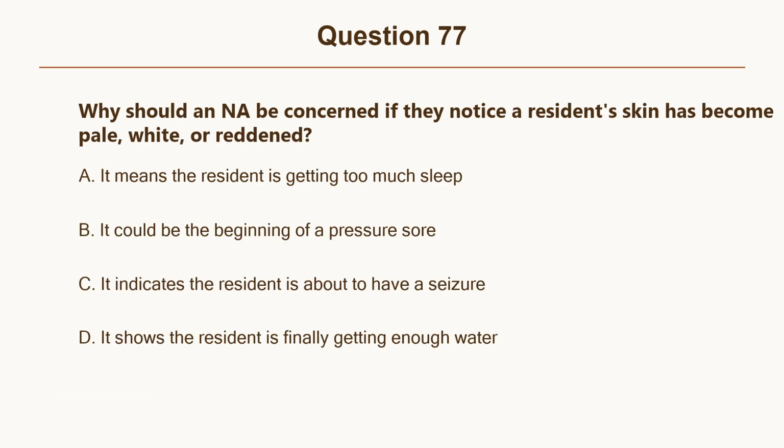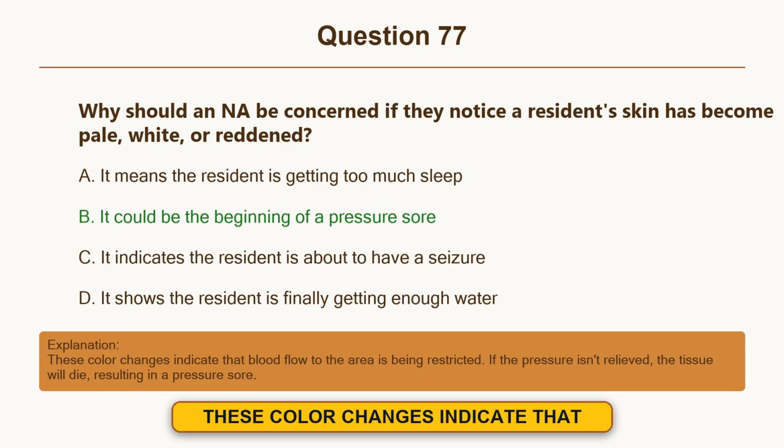Question 77. Why should an NA be concerned if they notice a resident's skin has become pale, white, or reddened? Option A, it means the resident is getting too much sleep. Option B, it could be the beginning of a pressure sore. Option C, it indicates the resident is about to have a seizure. Option D, it shows the resident is finally getting enough water. The correct answer is option B, it could be the beginning of a pressure sore.